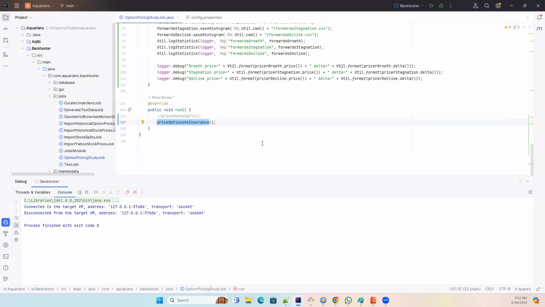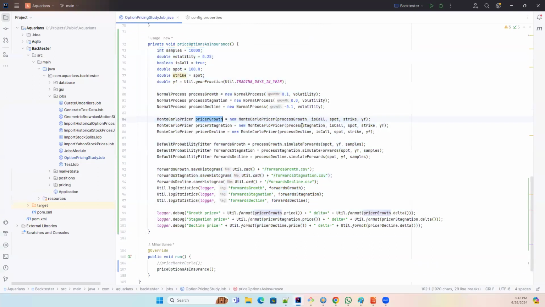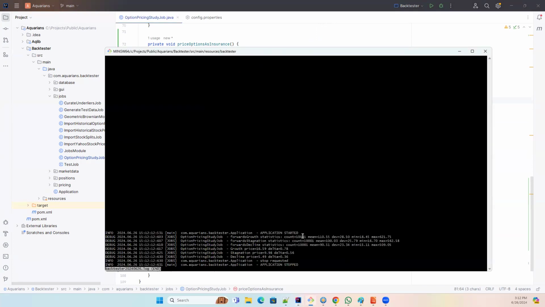Okay, so we can see that I'm calling this the growth process because the stock price tends to grow by 10% per year. The stagnation process because it stagnates around it, so the growth rate is 0, and the decline, it declines by 10% per year. And running the simulations, we can see that the growth process has a mean of 110, so it went up by 10% on average. The stagnation process remained at 100, and the other one declined by 10% in a year.